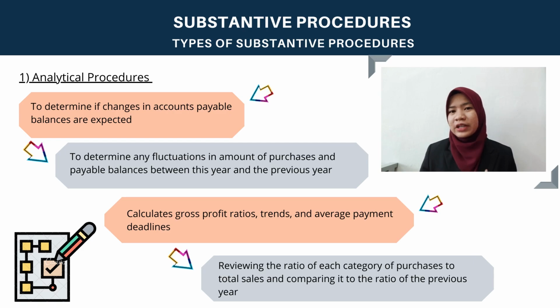Now, let's look at the types of substantive procedures. There are three types, and the first one is analytical procedures. It has four procedures. The first is to determine if changes in account payable balances are expected. The second is to determine any fluctuation in purchase amounts and payable balance between the current year and the previous year. The third is to calculate the gross profit ratio, trend, and the average payment deadline. If there is any unusual change in the gross profit margin compared with the previous year, there is a possibility of misrepresentation of the purchases. So it is necessary to carry out an analysis on the expense account.